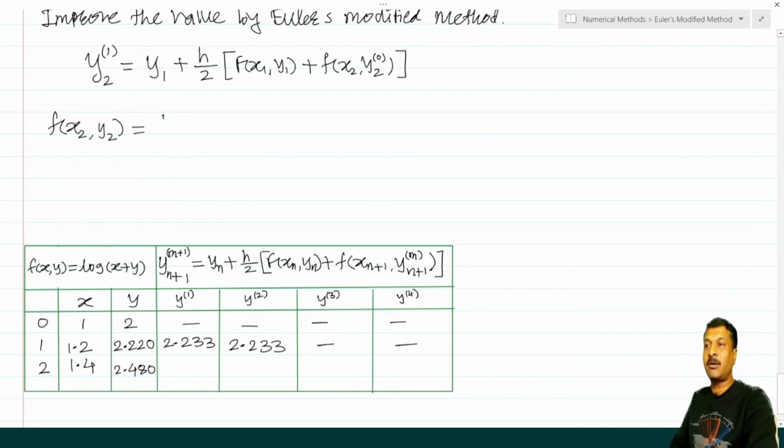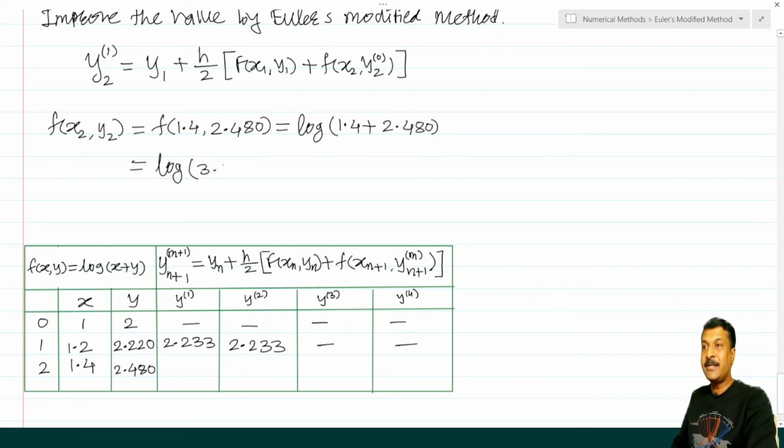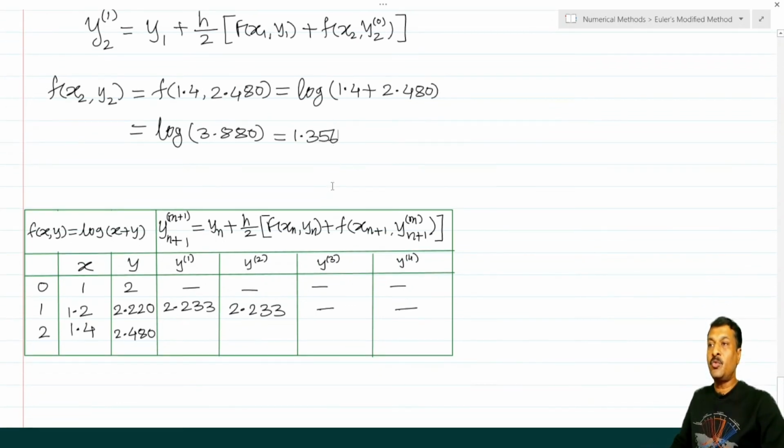So log, you put the values first, 1.4 and 2.480. It is equal to log of x plus y, means 1.4 plus 2.480, and that is equal to log of 3.880. Use natural log, ln of 3.880. So I am getting by calculator 1.356. This is f of x2 y2.